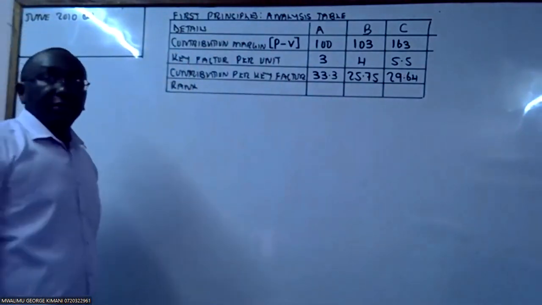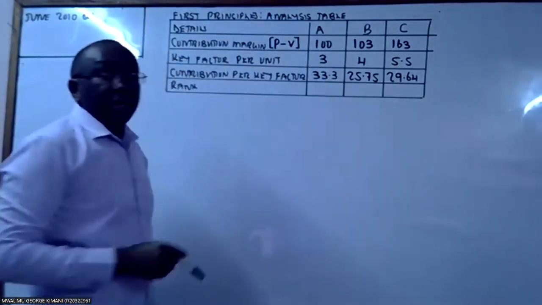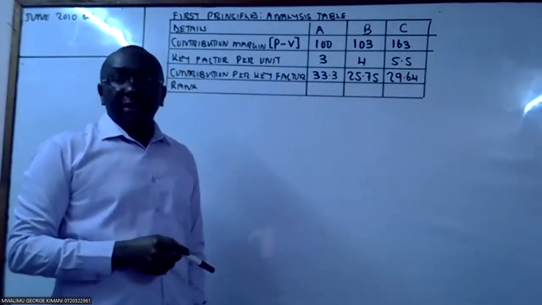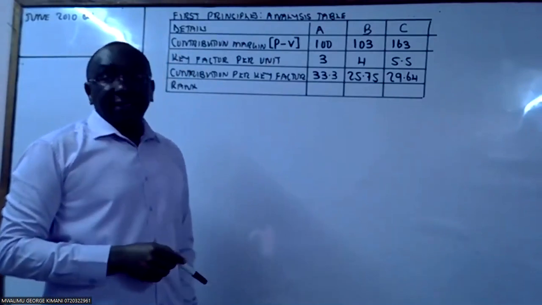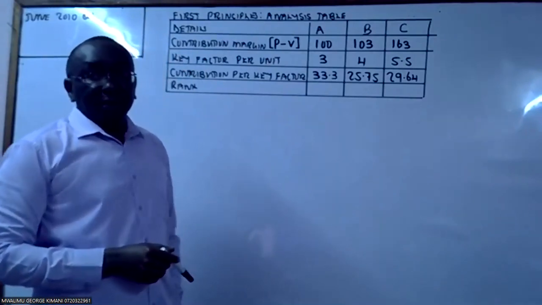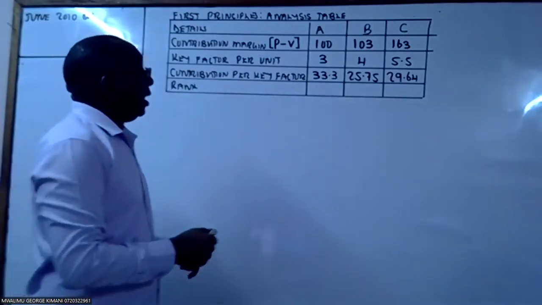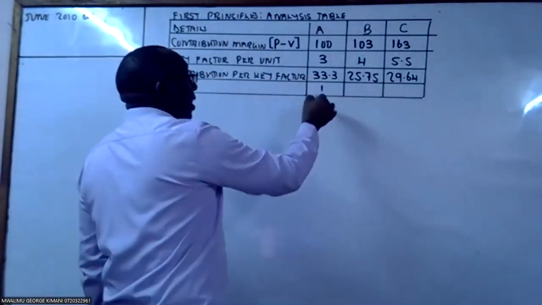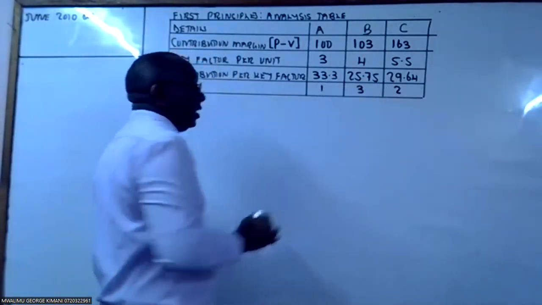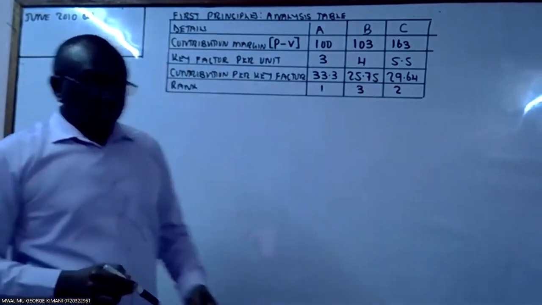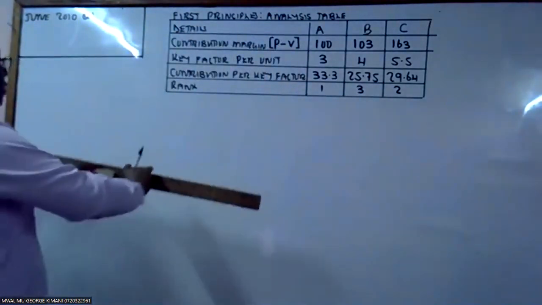We have said you divide the contribution by the key factor. Now to rank, you simply look at the highest. The highest becomes number 1. So the highest in this one is here. So this is number 1, this is number 2, and this is number 3.